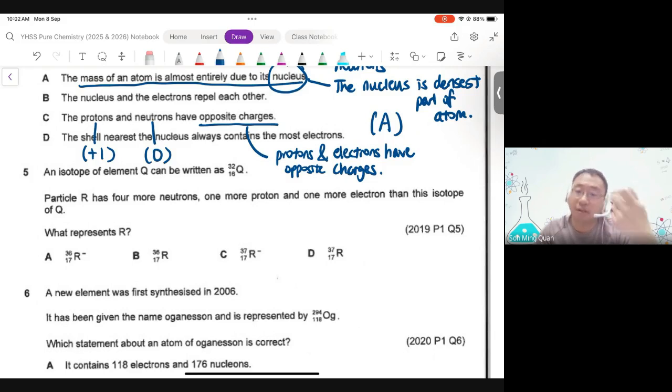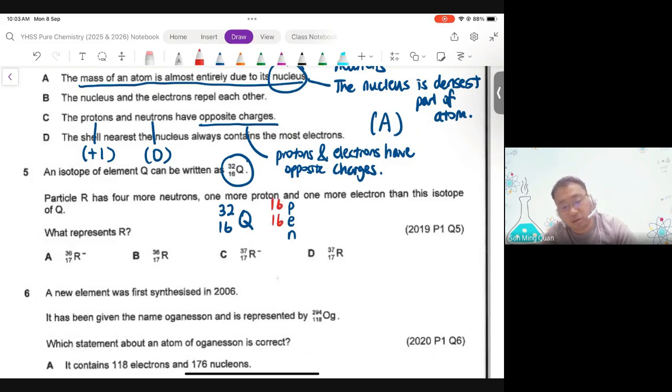Therefore, you must help yourself. You need to start counting. So let's work on 32/16 S first. We should count what? Count the protons, electrons, and neutrons. I'm sure you can immediately come to this conclusion, right? So 32/16 means 16 proton, 16 electron also, because it's an atom. There's no charge overall. Finally, 16 neutron, 32 minus 16.